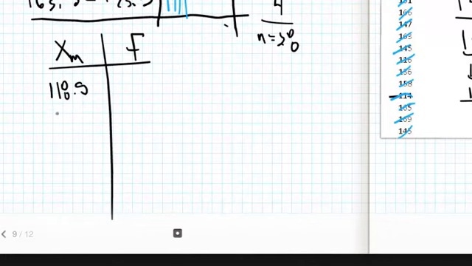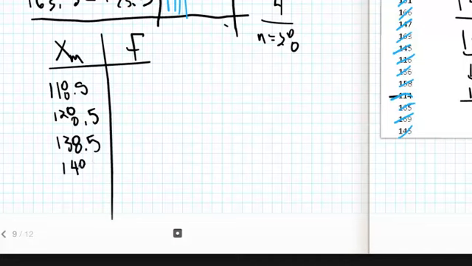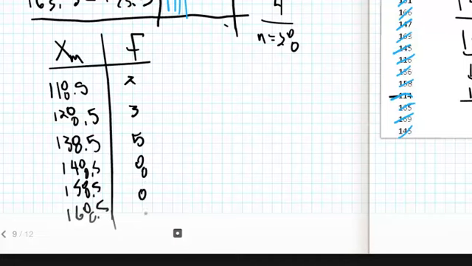So this would be 118.5. Let's see, 128. It's easy to figure these out because once I have the first one, I can just add the class width to get to the next one. Does that make sense? You can't respond. 148.5, 158.5, and then 168.5. And then you'll see it written with 2, 3, 5, 8, 6, whoops, 6, and 4. That's supposed to be a 6, and with n equals 28.